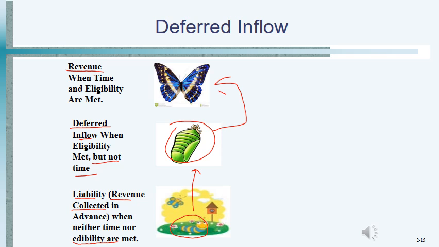Okay, again, takeaway at this point, guys, we're going to hit on this several times. Takeaway on this is, where are these items displayed? Deferred inflow is down with the liabilities. Deferred outflow is up with the assets.